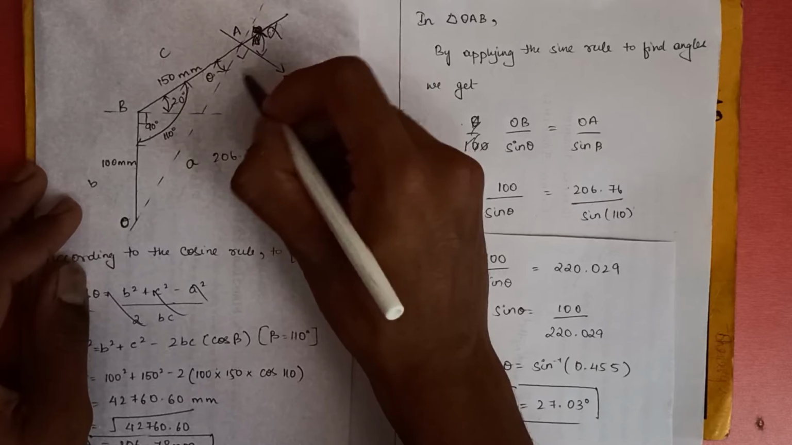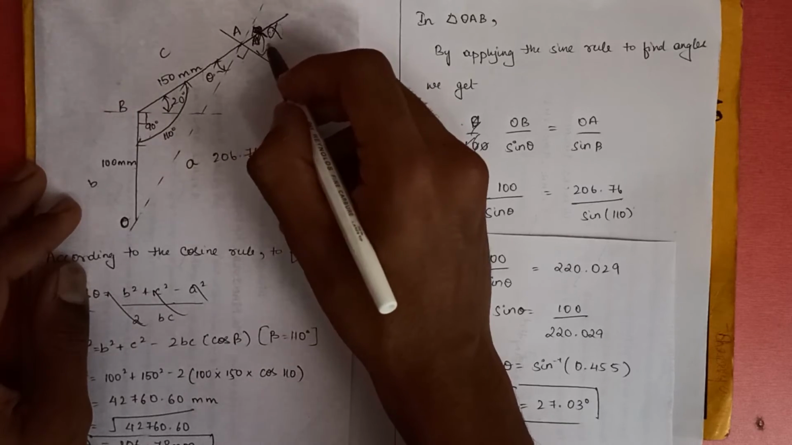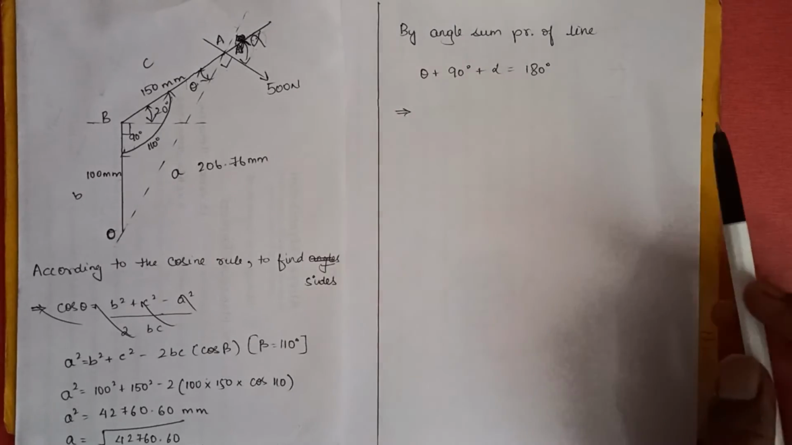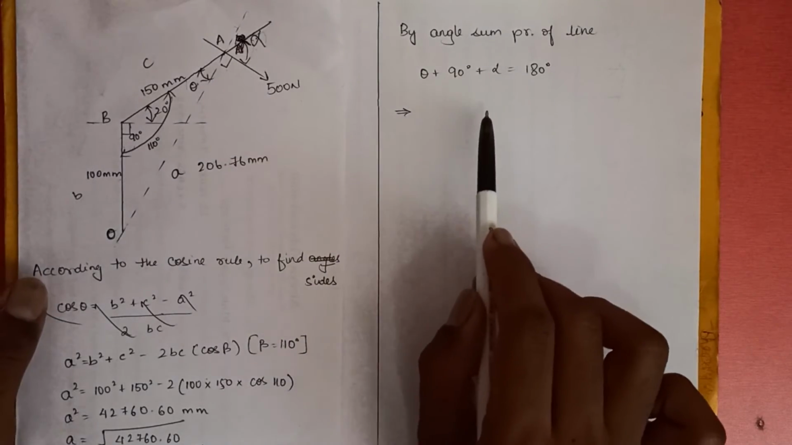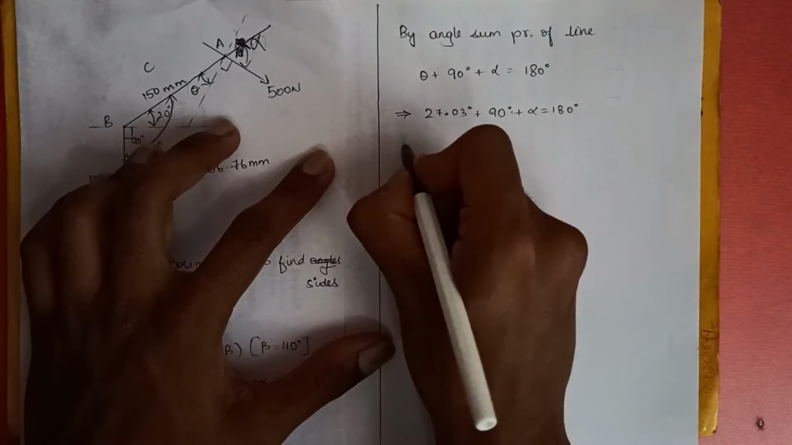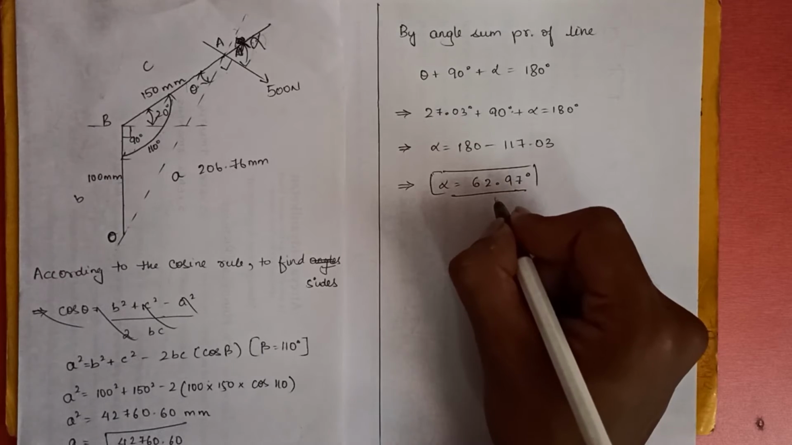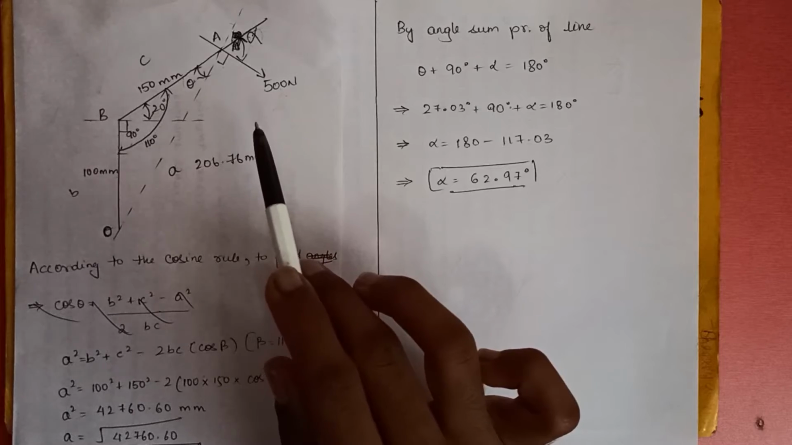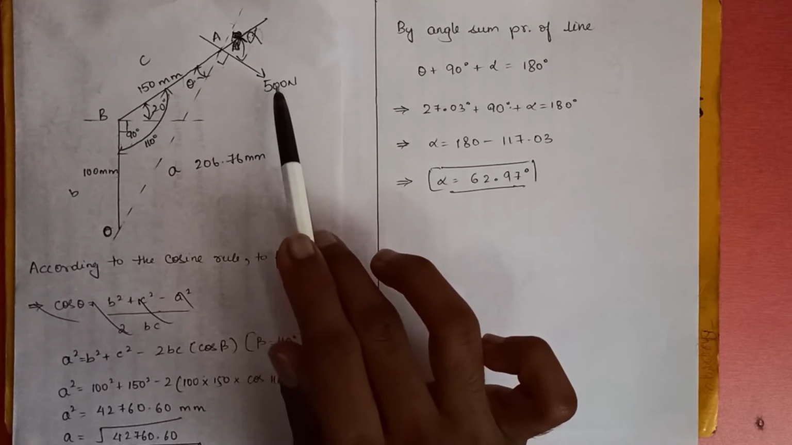By using the angle sum property of a straight line, we can calculate alpha. On applying the angle sum property of the straight line, we get theta plus 90 plus alpha is equal to 180. On solving this, we get alpha is equal to 62.97 degrees. Next, we need to find the magnitude of the maximum moment.